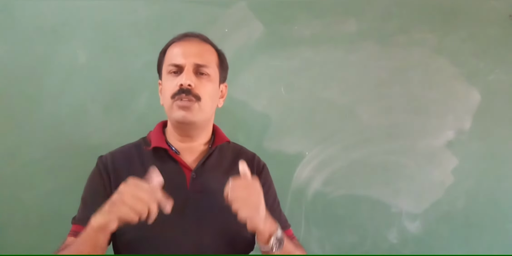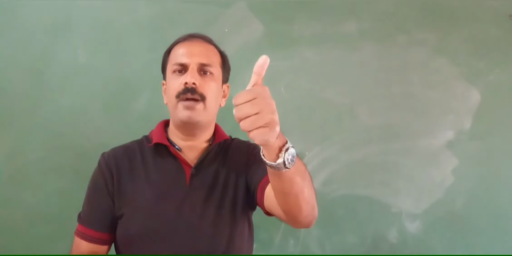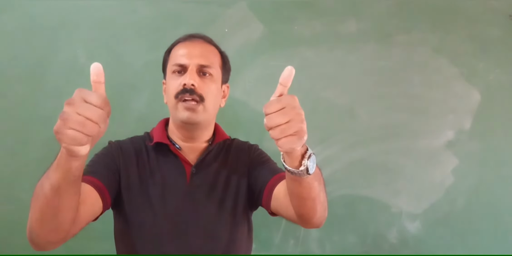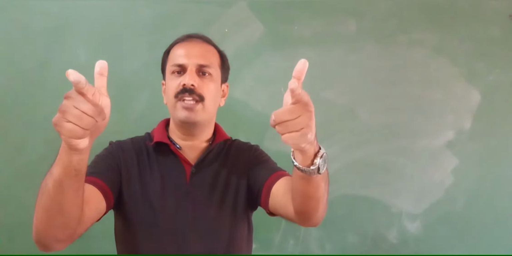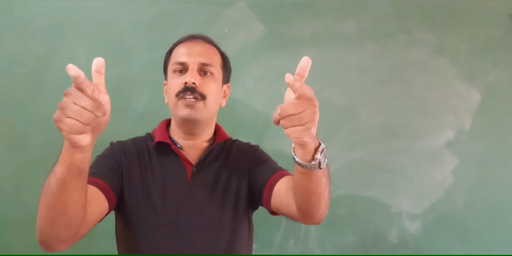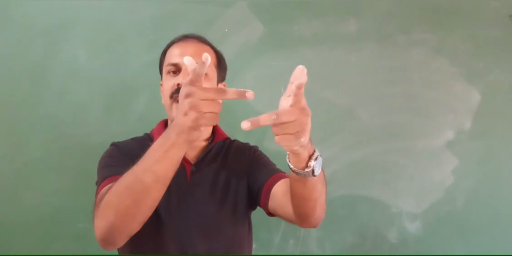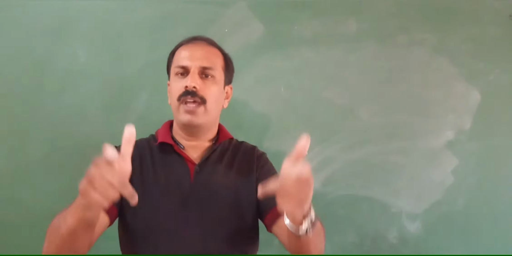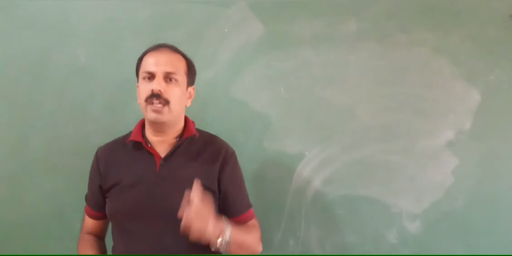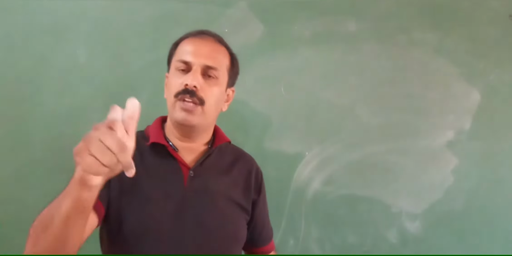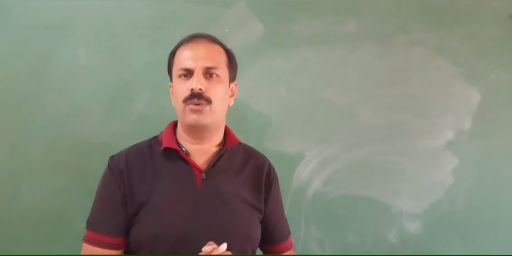What is the difference between using left hand and right hand? See here, thumb is up here, thumb is up here. The first finger is that side, first finger is this side. But what about the second finger or middle finger? This is toward this side, this is toward the opposite side. So wherever you have to use the left hand rule, there you have to use the left hand only. Wherever you have to use the right hand rule, there you have to use the right hand only.